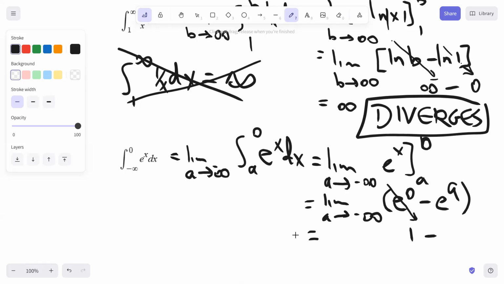Now, a approaches negative infinity, so a is a negative number, so e to the a is going to actually approach 0. So this limit is equal to 1, and this integral converges.